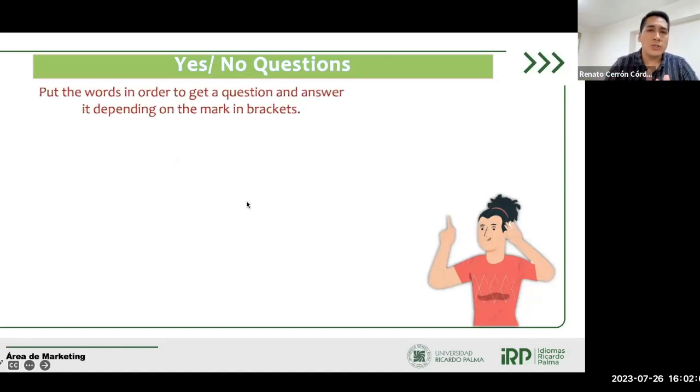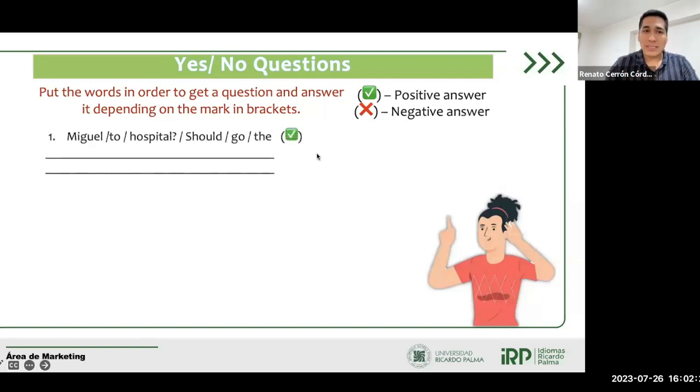So what I want you to do here now is to put the words in order to get this question and answer it depending on the mark in brackets, in parentheses. For example, if it has a check mark, that means that the answer is positive. If it has an X mark, that means that the answer is negative. For instance, number one, we have Miguel to hospital should go the check mark.